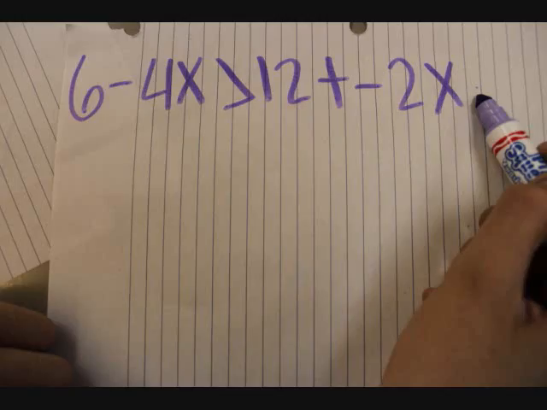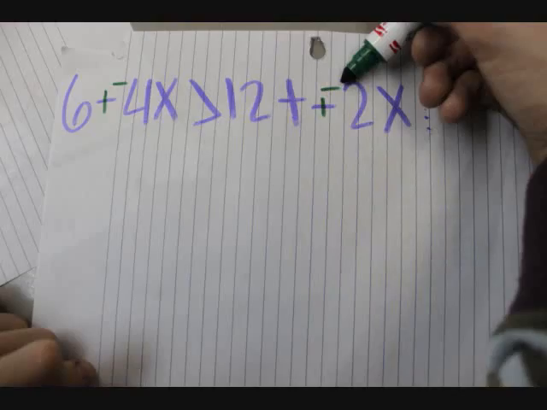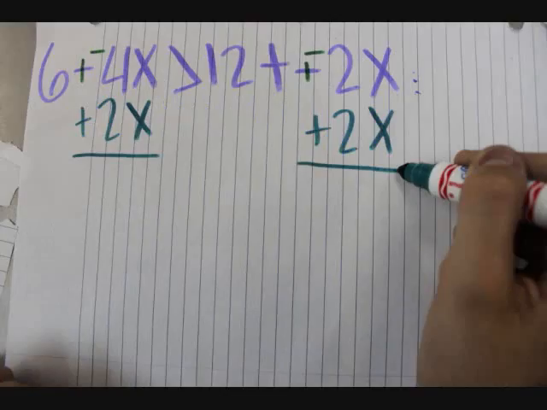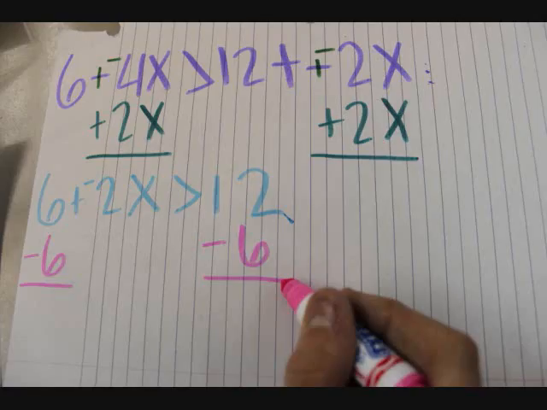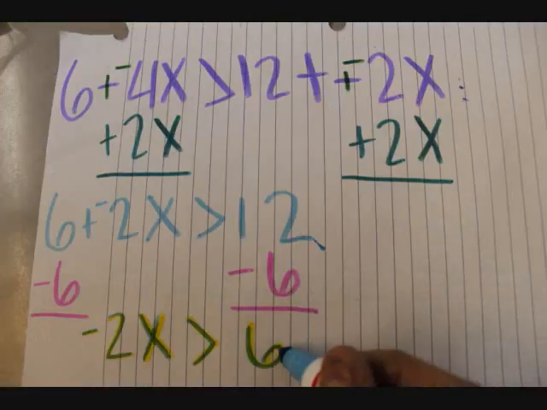In this equation, you have 6 minus 4x is greater than 12 plus negative 2x. You want to add the opposite on each side to make it easier. Then you add 2x to each side, since you have a negative. You bring your equation down. From here, you want to subtract 6 from both sides, so you have x on one side and the number on the other, which leaves you with negative 2x is greater than 6.